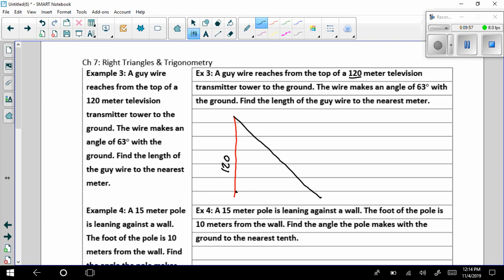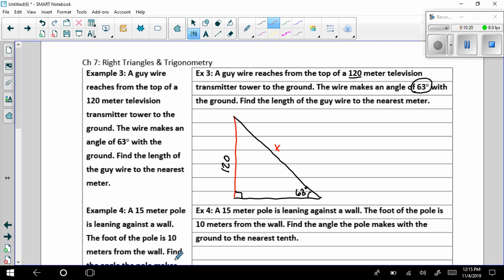It will be perpendicular with the ground. The wire makes an angle of 63 degrees with the ground, so there's our 90. With the ground here would be 63 degrees. Find the length of the guy wire to the nearest meter. So we're looking for the length of the wire.